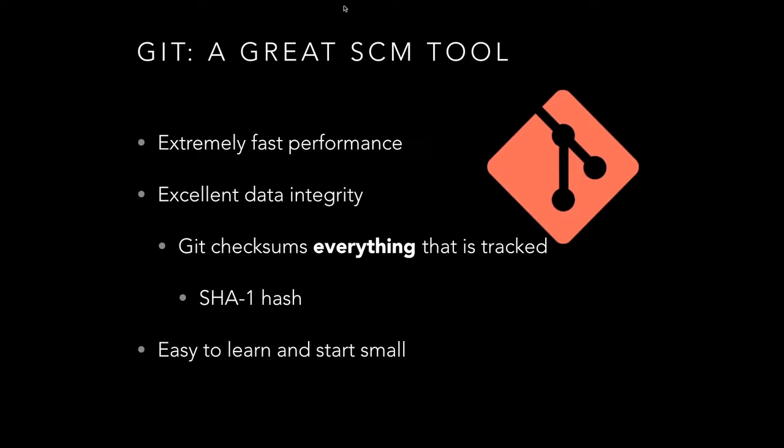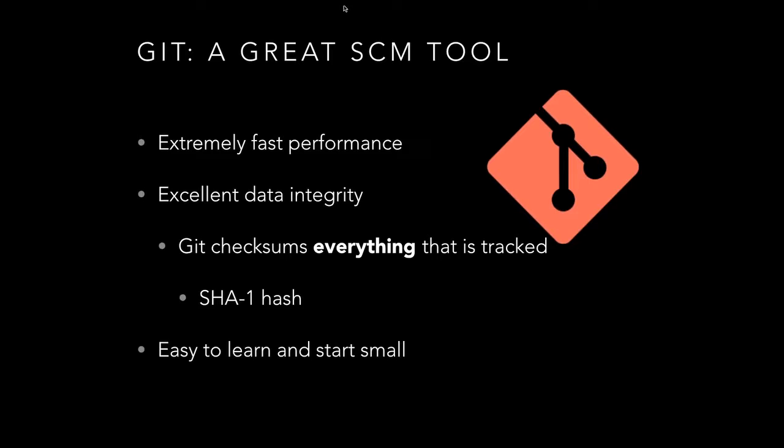All right, and it has excellent data integrity. So what does that mean? That means that unlike other management systems that use modification dates and tracking of other data on files, Git checksums everything that you have told it to keep track of. It uses the SHA-1 hash, and it's extremely fast because of this. So it knows if anything has changed. So it's extremely efficient with storing data and only the changes that it has detected.